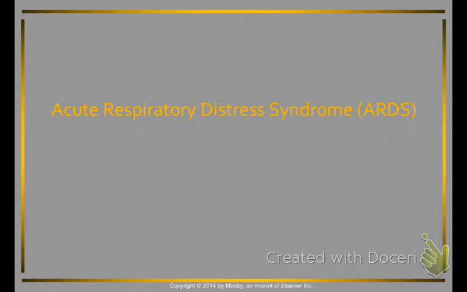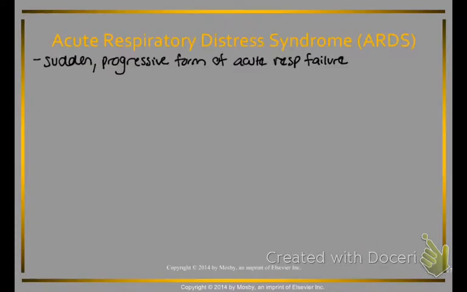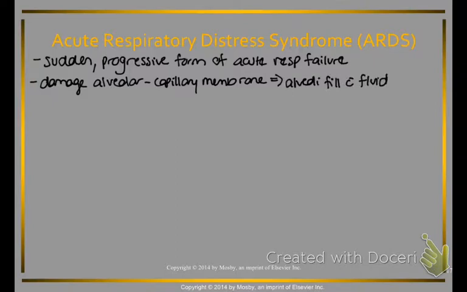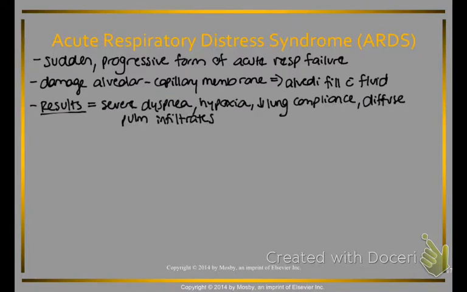All right. So ARDS is acute respiratory distress syndrome. This is a sudden, progressive form of acute respiratory failure. So it's everything that we were talking about. Those alveoli, remember when I showed you the diffuse infiltrates? That's why I showed it to you. Those alveoli that should be nice and thin and pliable fill up with fluid. So you have that absolute shunt happening.